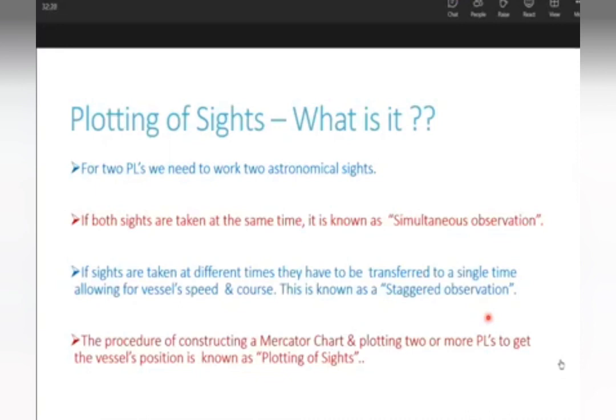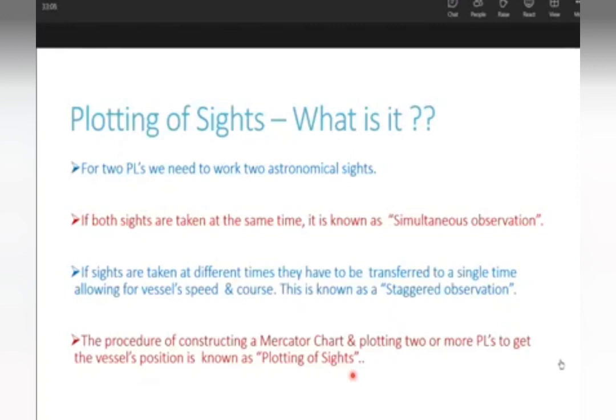Now this procedure of constructing a small part of the Mercator chart on our answer sheet or on the graph and plotting 2 or more position lines to get the vessel's position is what we know as plotting of sites. So this is our ultimate aim now for plotting of sites.